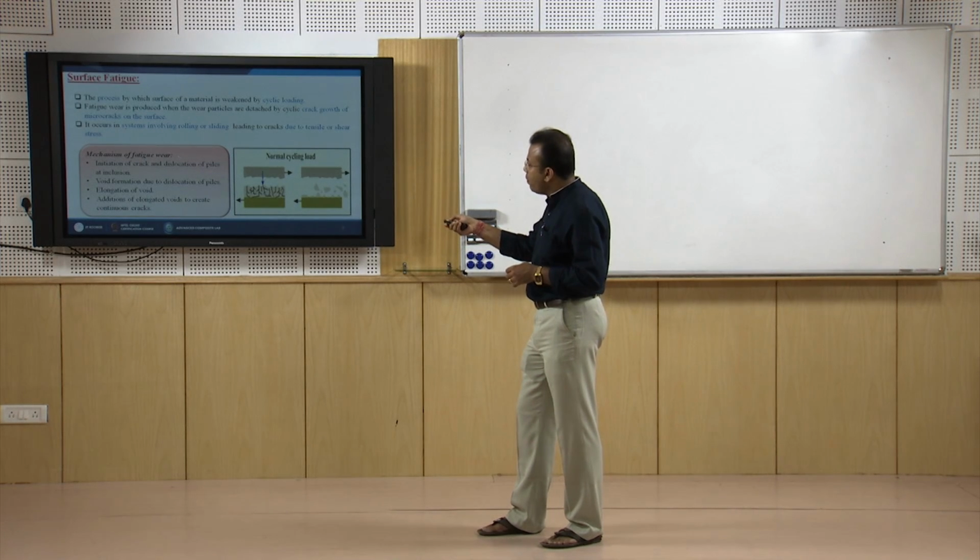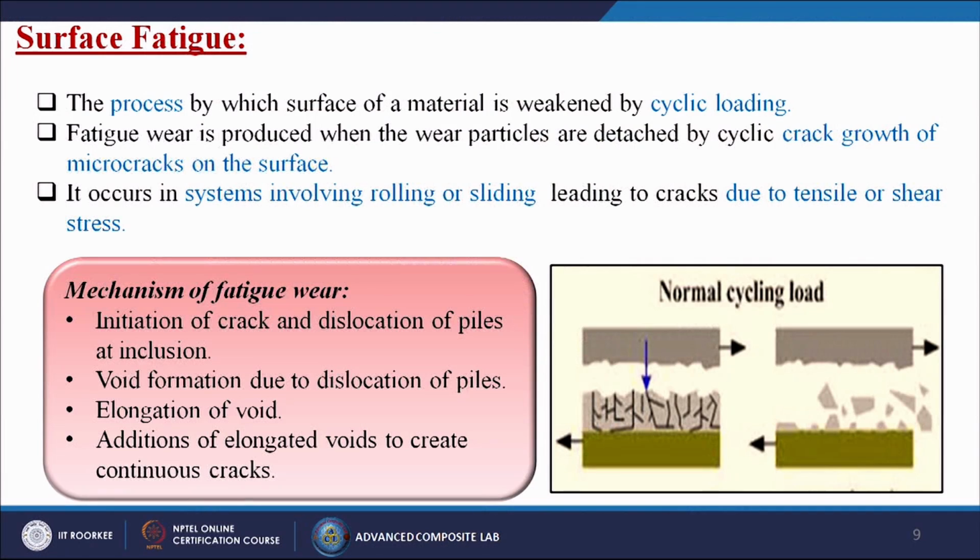What is the mechanism of fatigue wear? Initiation of crack and dislocation of piles at inclusions, void formations due to dislocation of piles, elongation of void, and then the elongated voids join to create continuous cracks.